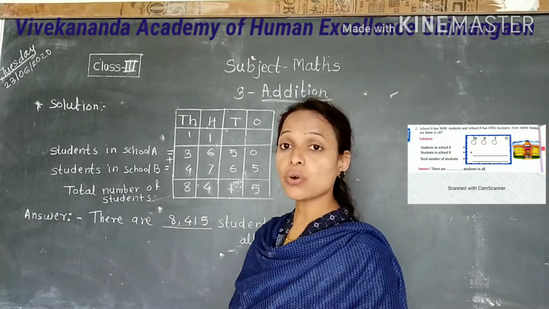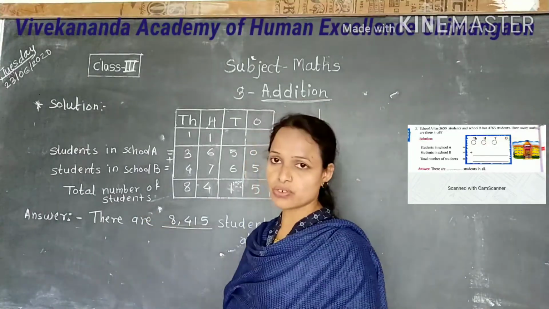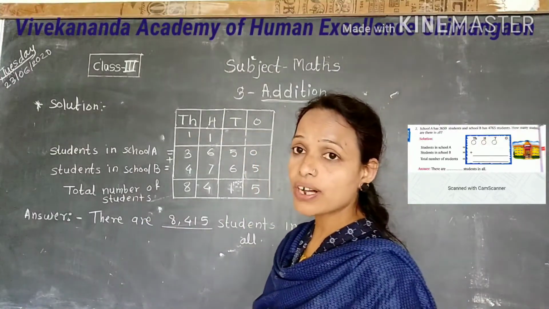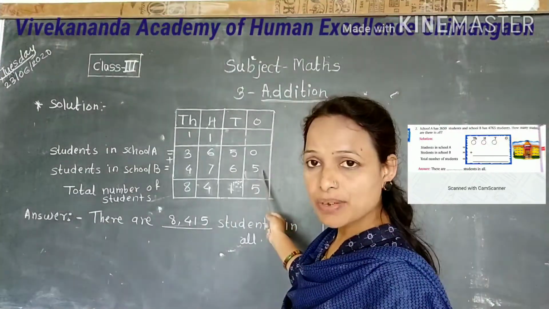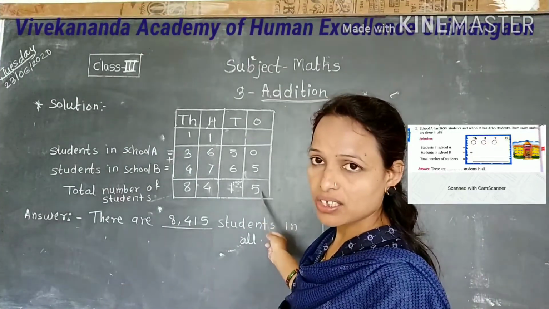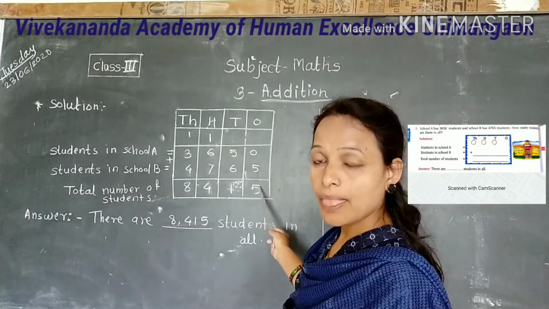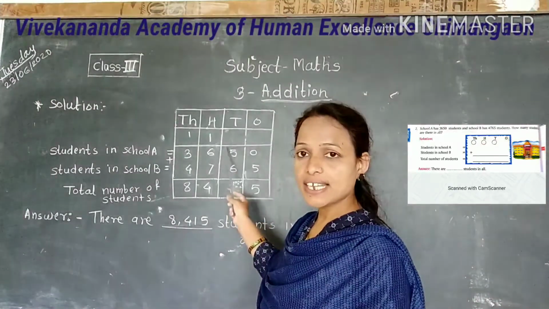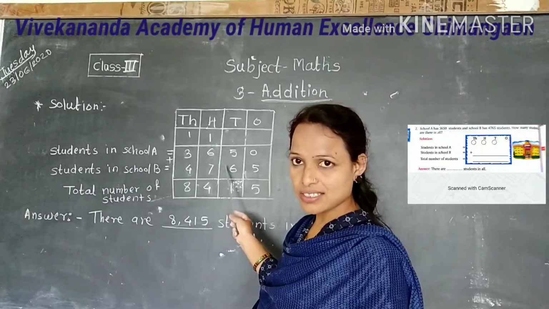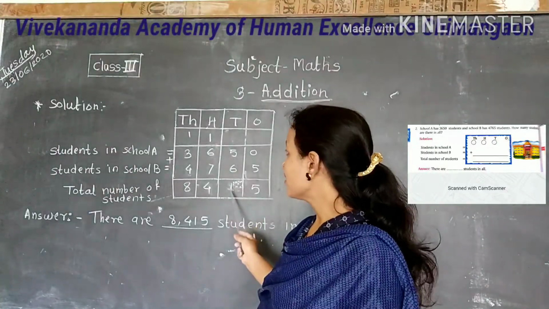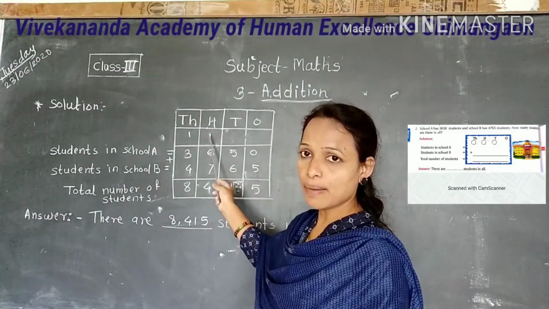Now we have to find out the total number of students in the schools. So first we will add ones. 0 has no ones. So 5 ones plus 0, your answer is 5. So 5 write in the ones place. Now we add tens. 5 tens plus 6 tens. 5 plus 6, 11 tens. So 11 tens, 1 write in the tens place and carry over 1 to the hundreds place.